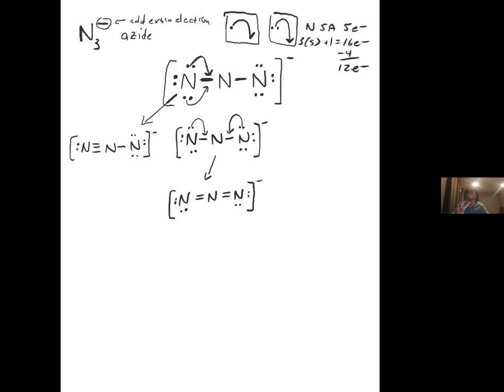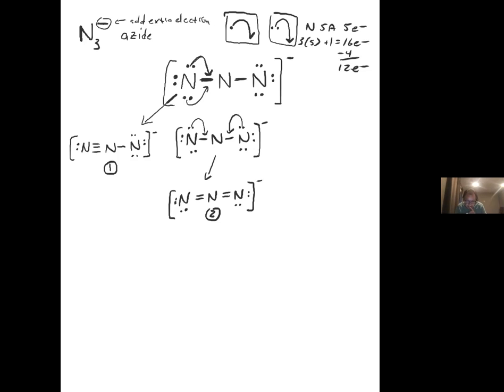Okay, so there's a second structure. I'm going to call this one structure 2. They're both valid structures. We could make arguments that one is a little better than the other, but evidence suggests that the actual structure of this azide ion is some average of more than one structure. So both of these are probably valid to some extent. But there's still one more possibility.